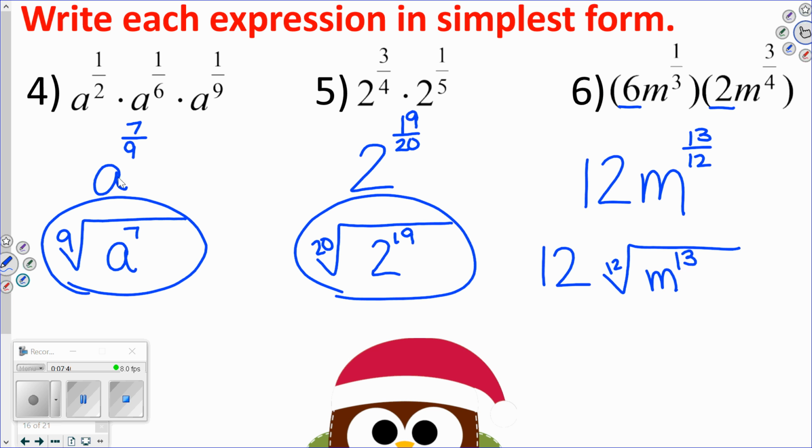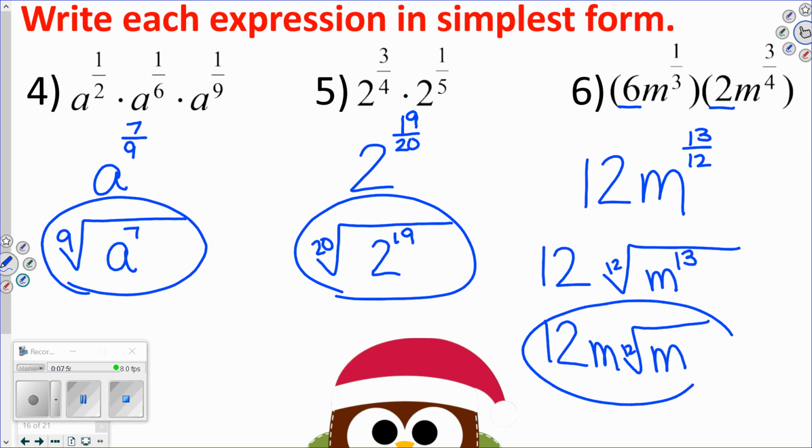Can I take a group of 12 from there? Yes. How many groups of 12? 1. So that's m to the first, right? Because I could take one group out. And then how many would be left inside? There'd be 1 left over. Don't forget your little 12 as your index, though. That index doesn't change. If you don't know what I just did, please ask, and I'll make sure I explain.